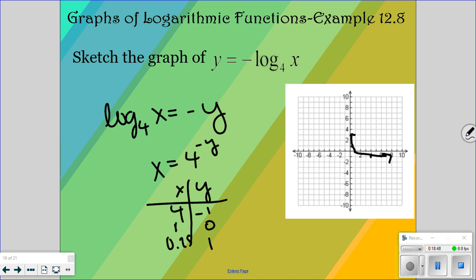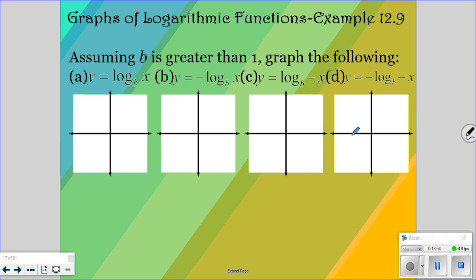And so it looks like that. Okay. So now we're going to sketch the graph for these. And so these are just, we're trying to get the basic shape of them. So part A is what we graphed just a minute ago, log base 4 of x. So it looked like this.